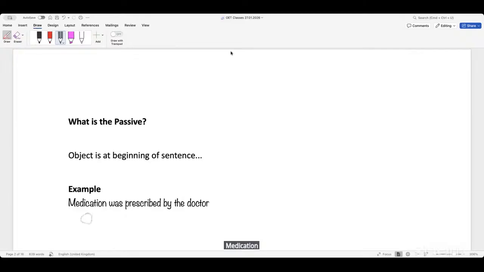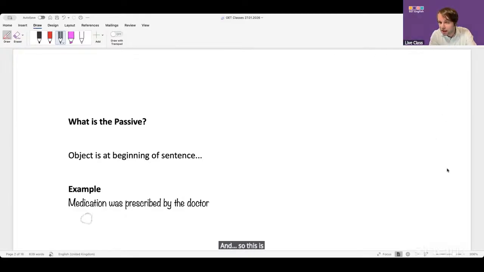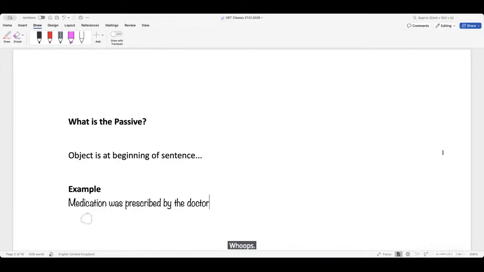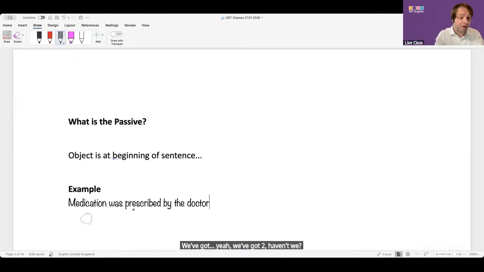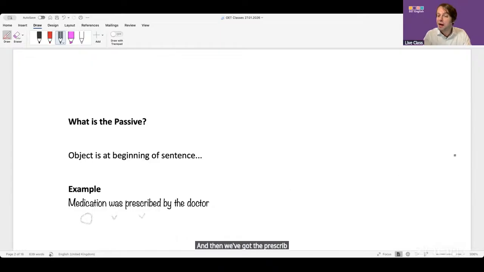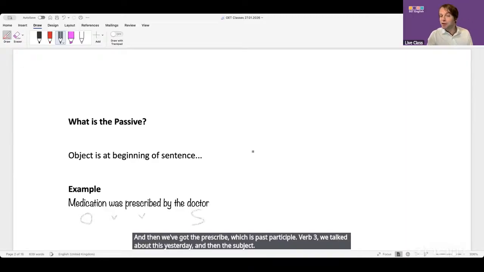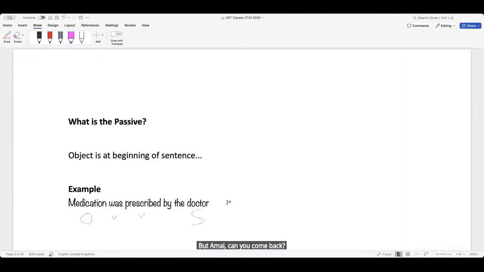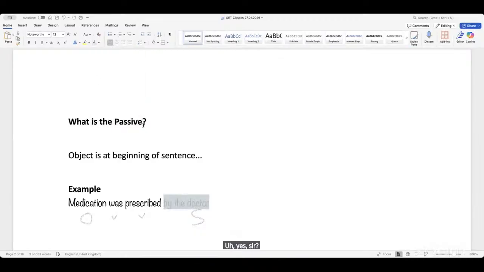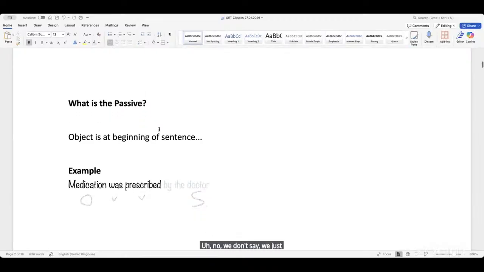Medication. And so this is really simple review from yesterday. The verb, Benedetta, where's the verb here? Prescribed. Was prescribed. Yeah, we've got 2, haven't we? We've got be verb, always be verb. And then we've got the prescribed, which is past participle, verb 3. We talked about this yesterday. And then the subject. But Amal, can you come back? Actually, in OET, would we say by the doctor in an OET letter? No, we don't say, we just say medication was prescribed.